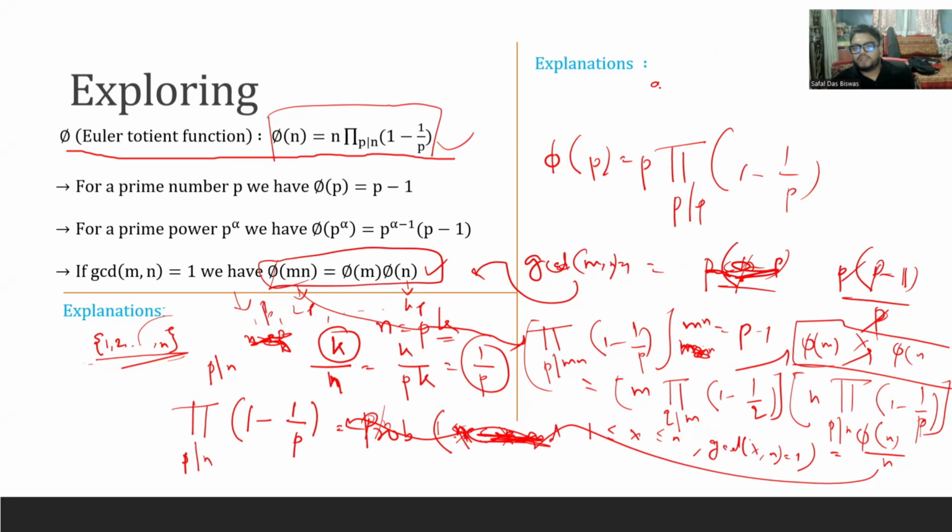Because we know mn equals LCM(m,n) times GCD(m,n), and this GCD is just 1. So mn is just m into n, and this is just 1. So mn is just the LCM because the GCD is 1. And so we can write that m and n just have distinct prime factors.